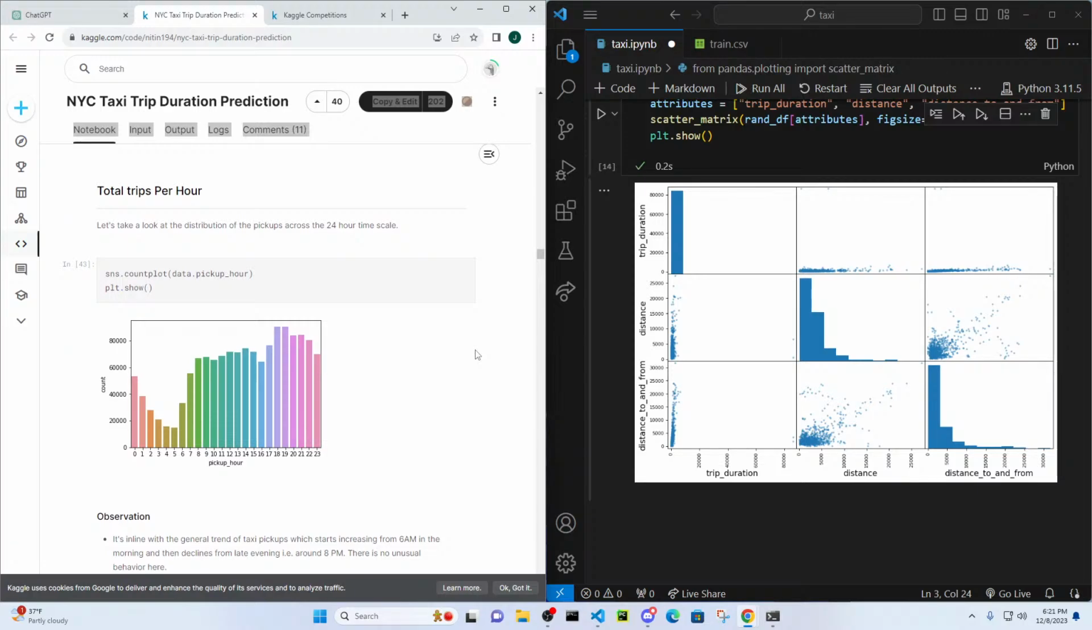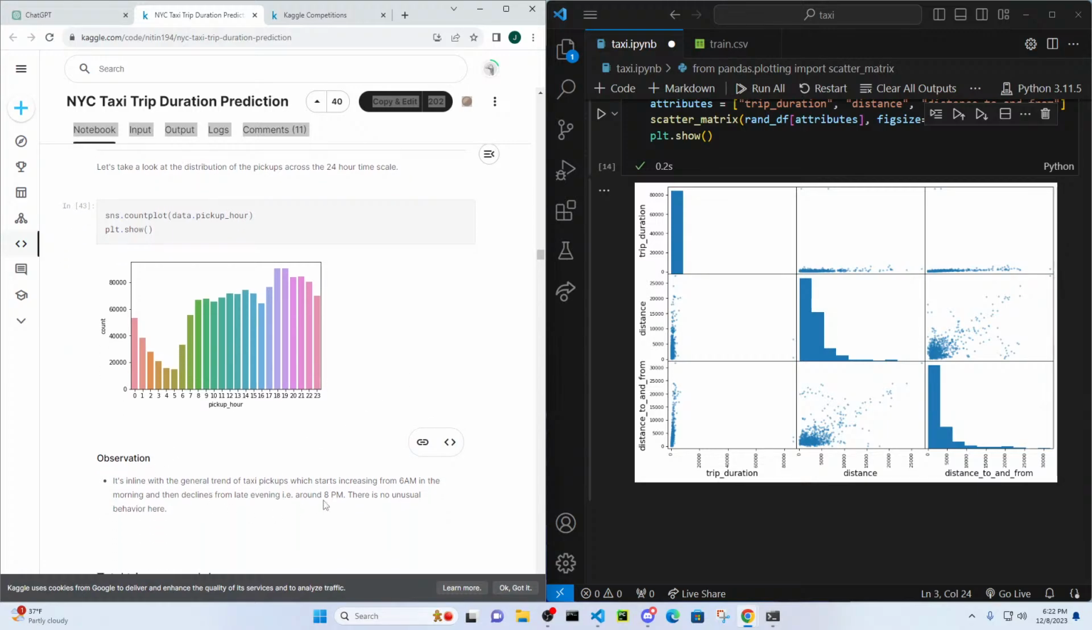So where we left off was total trips per hour. Let's take a look at the distribution of the pickups across the 24-hour time scale. I believe we chatted about this a little bit so far. He just did an sns.countplot of data pickup hour, and then he showed the plot. You're seeing how many trips happen from midnight to midnight, basically. Looks like most of them are happening around 4 to 8, super busy during the day.